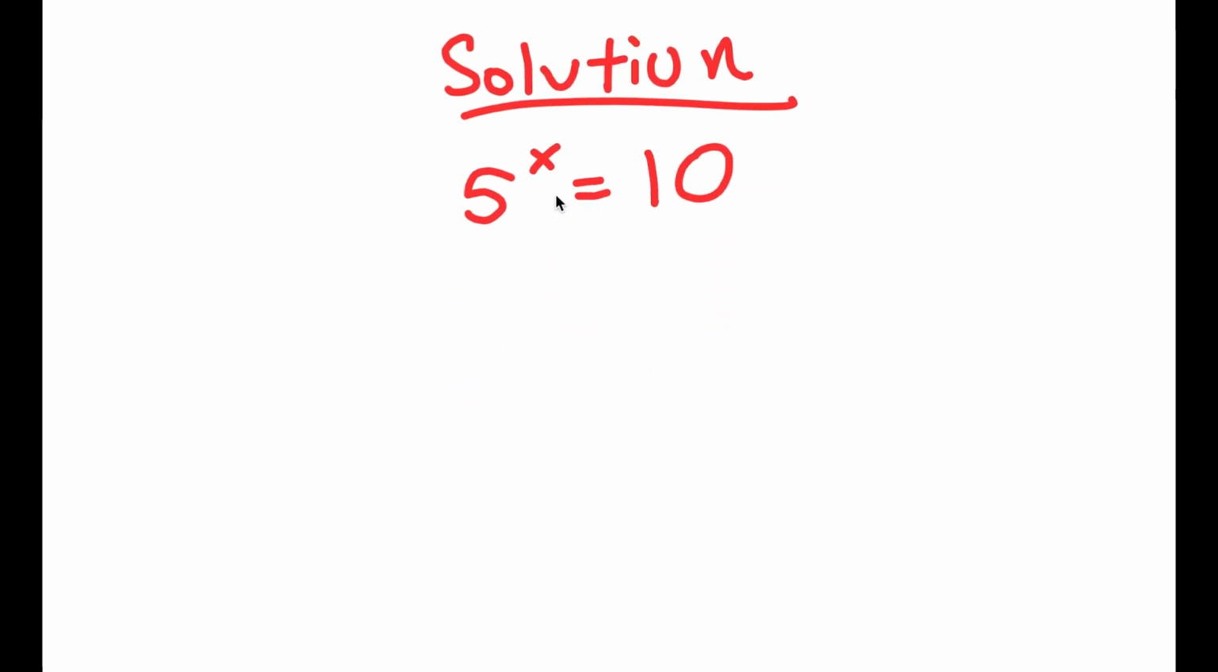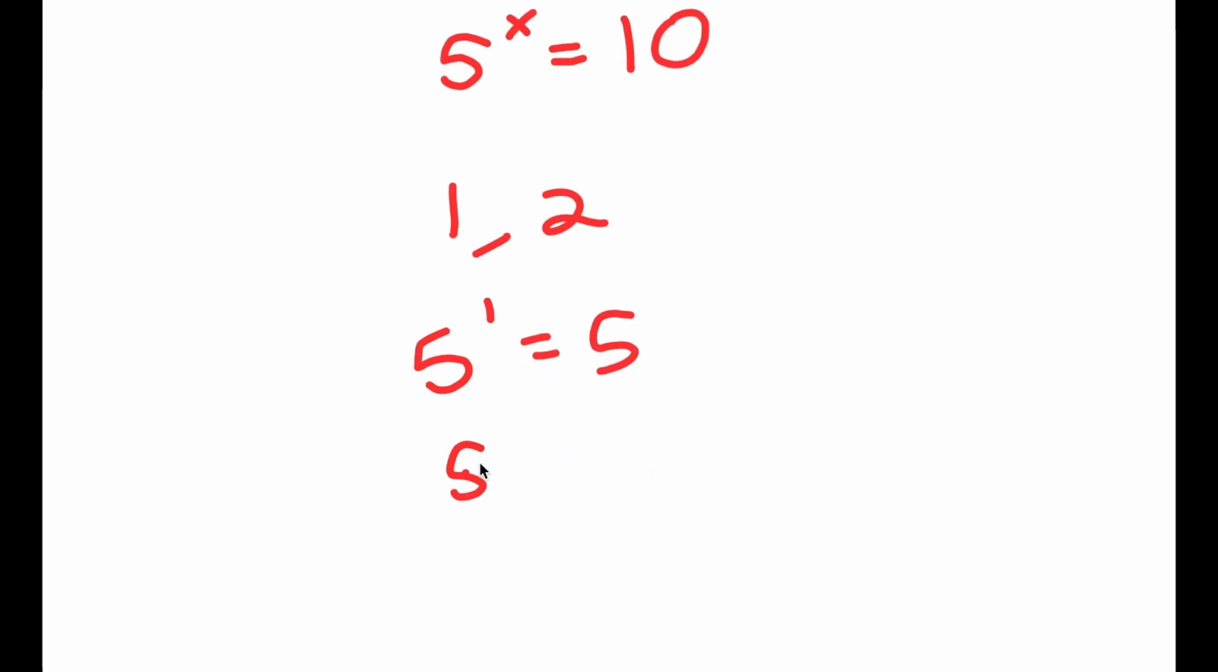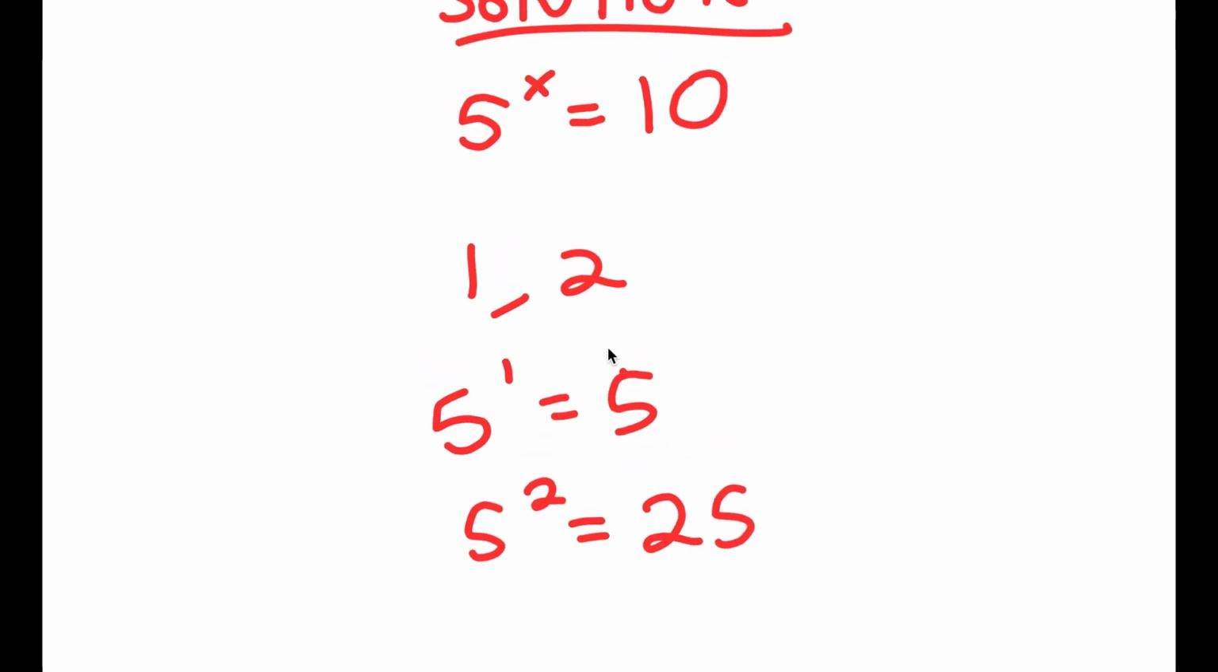And to start, you can already tell that x is going to be some number between 1 and 2. Because if you plug in x as 1, you get 5. And if you plug in x as 2, you get 25. And this means that x is going to be a decimal and not a whole number.